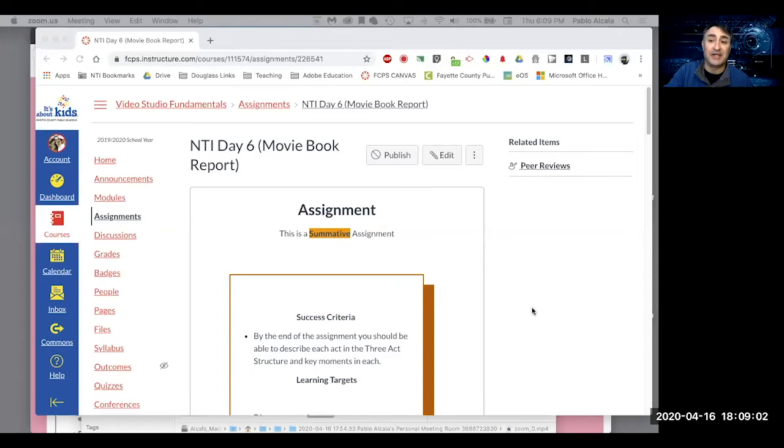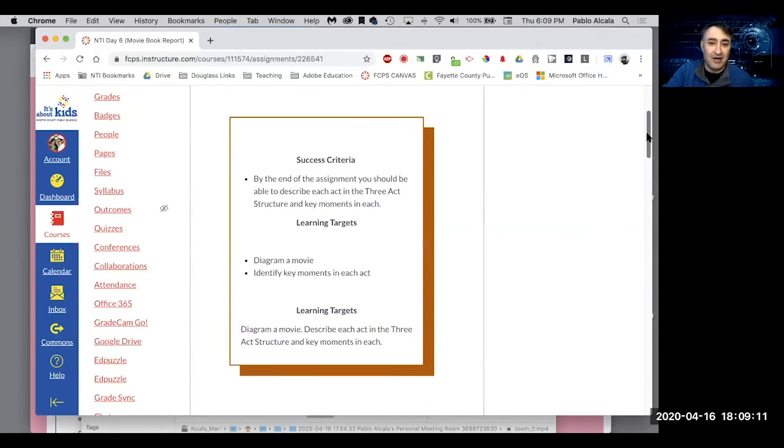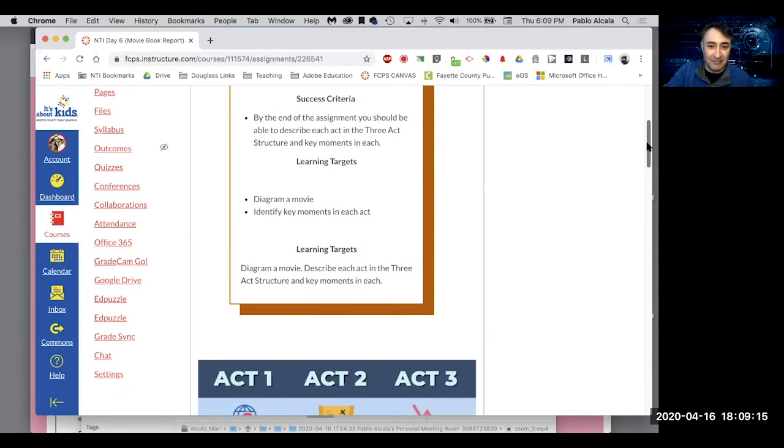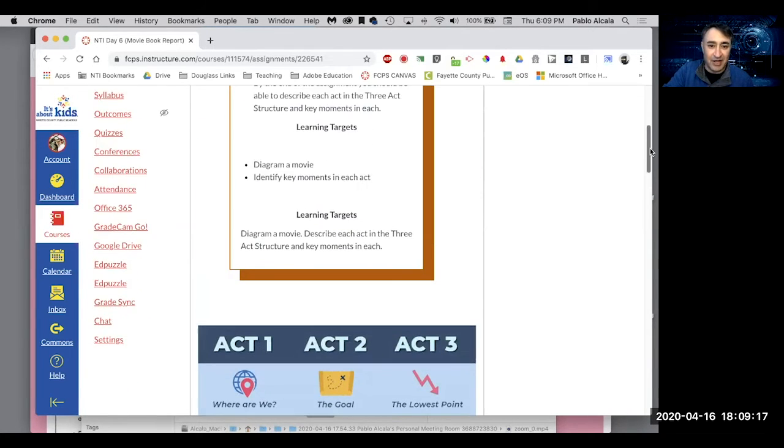Okay, so let's share the screen, desktop. All right, here we go. Okay, NTI Day 6, movie book report. All right, so you got to watch a movie. I know, it's tough. And you're going to kind of diagram it out.